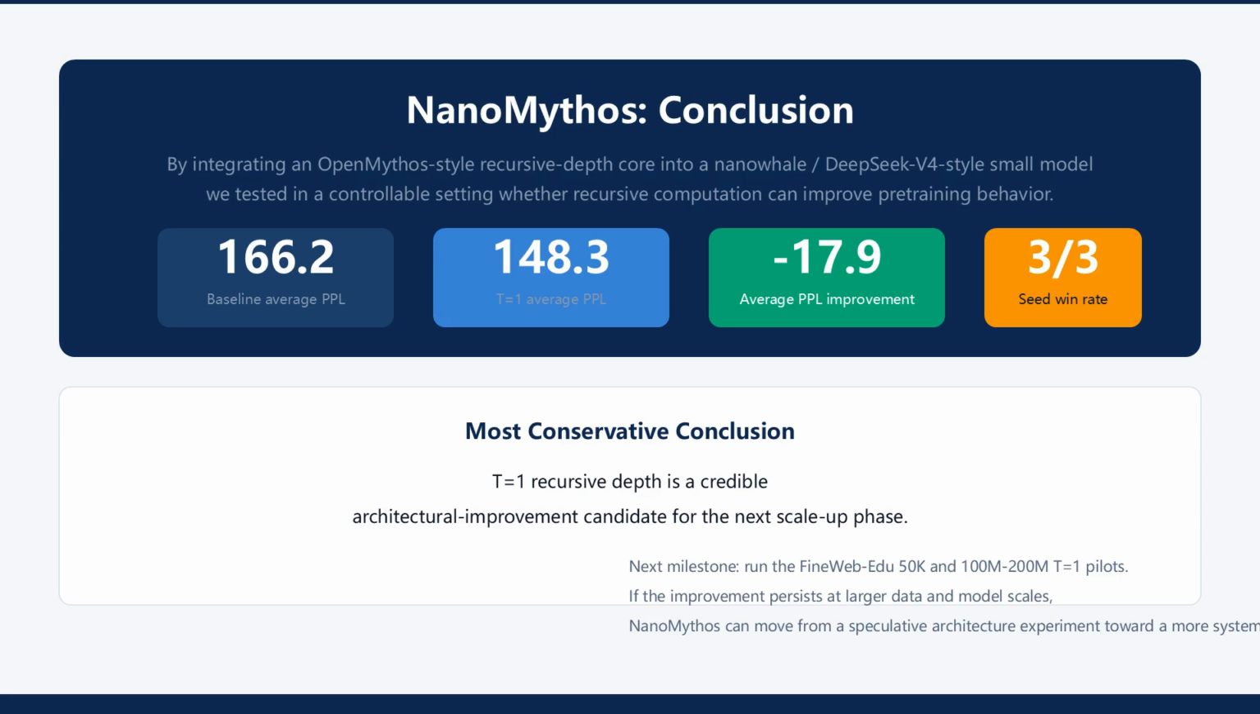Summary. Baseline PPL 166.2, T equals 1 148.3, average improvement -17.9, 3/3 win rate. The most conservative conclusion: T equals 1 recursive depth is a credible architectural improvement candidate for the next scale-up phase. Next steps are the FineWeb-Edu 50K and 100M to 200M pilots.